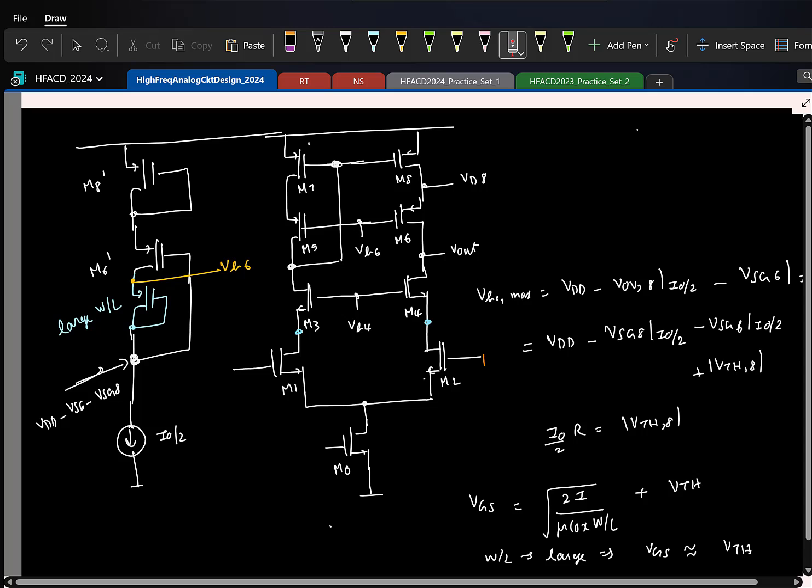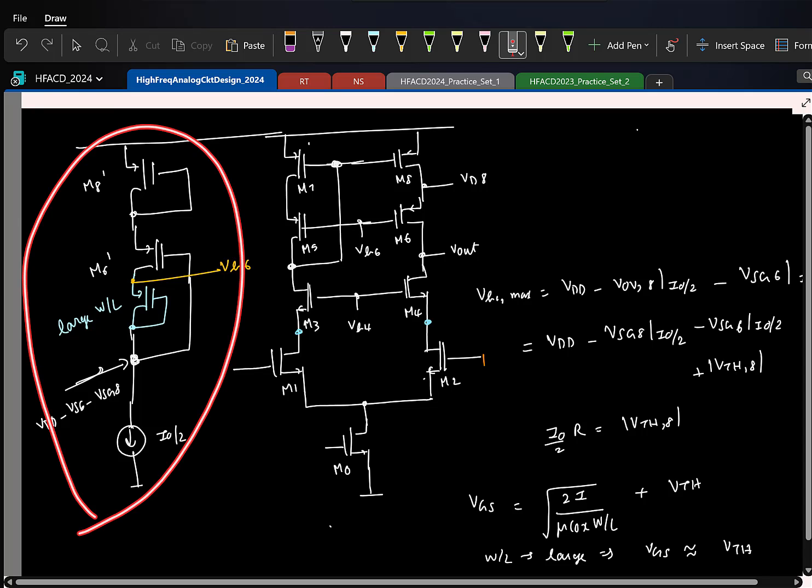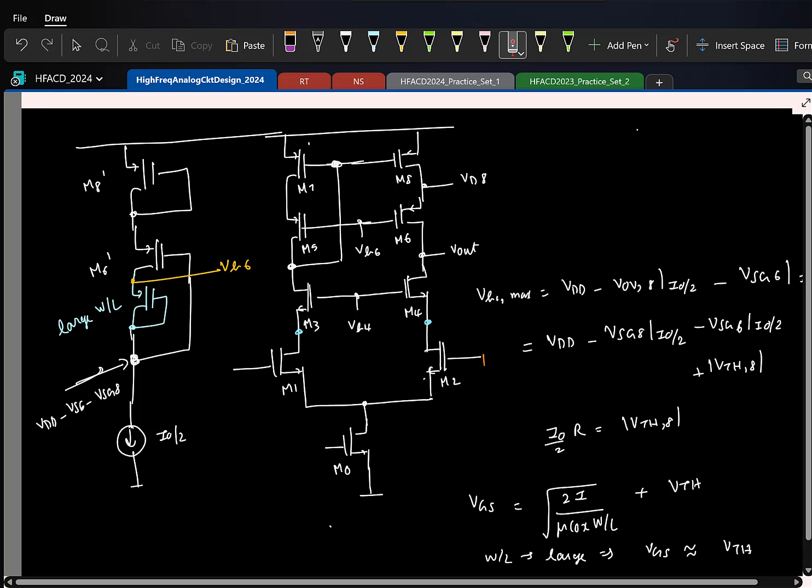Again, now remember that this branch is existing only for generating the bias voltage. So we don't have to burn the same current I0 by 2 as we are burning here. So what can you do? You can size up the transistor. No, I mean, you can size down. Let's say I scale it down by 1/10. So all the transistors will be 1/10 smaller, right?